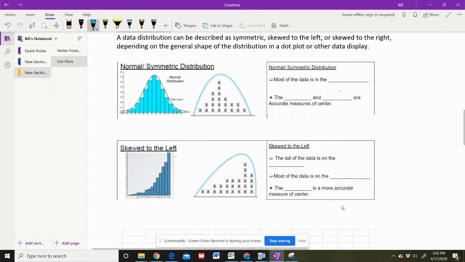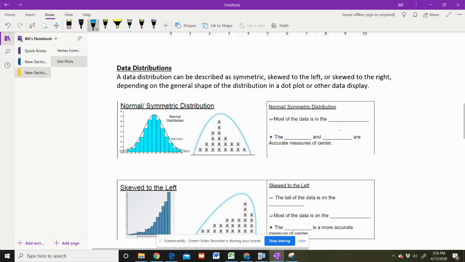When we're doing the normal or symmetric distribution, if I drew a line down the center here, I could fold it along that center line, and this side would match up with that side. All the data is in the center. So my mode is in the center, my mean, my median, everything is right there in the center. Most of my data is in the center.